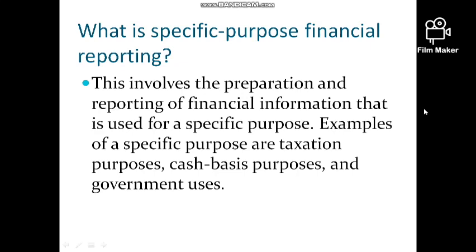In taxation purposes, the financial statements are prepared only to assist the accountant or accounting professional compute the income tax due or any other tax amount. In cash basis purposes, the accountant either reports cash transactions or converts the accrual basis financial statements to cash basis financial statements. In government uses, the financial statements may be prepared only to address a specific requirement of a government.